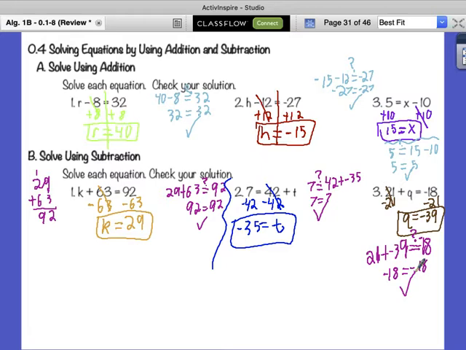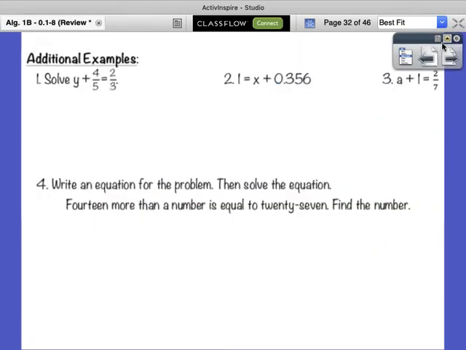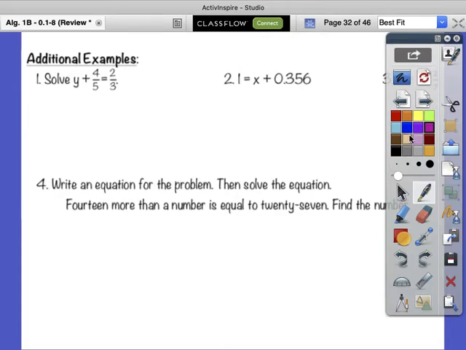Okay, continue on to the next page. We have a little bit on this back, okay? What color should I pick? Blue. Light blue. Light blue.